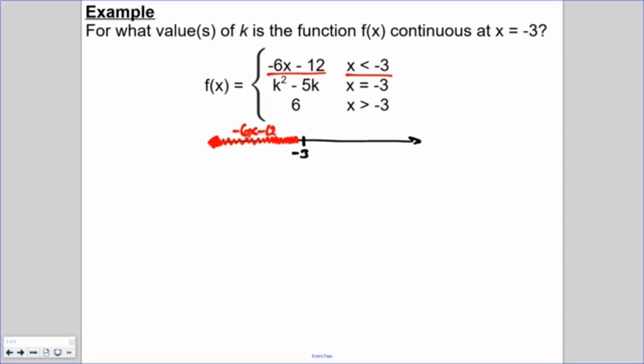Now when x is equal to -3, at that spot and at that spot only, we're going to be using the expression k squared minus 5k. And then finally, when x is greater than -3, we're going to be using the expression which is just 6. What a nice, easy, constant function there.